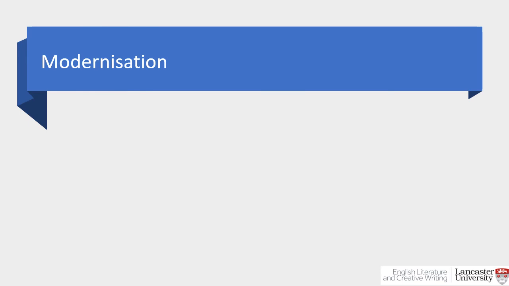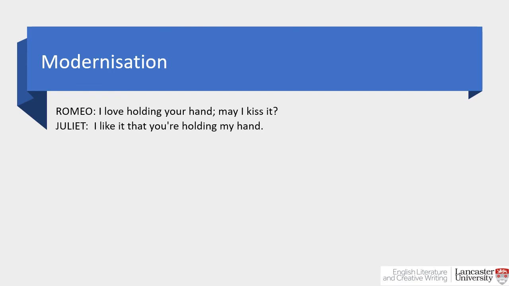So here we go. Romeo: I love holding your hand. May I kiss it? Juliet: I like it that you're holding my hand. Okay, so what have we lost? We've lost so much already in these lines. That is a kind of reductive interpretation of the speech.